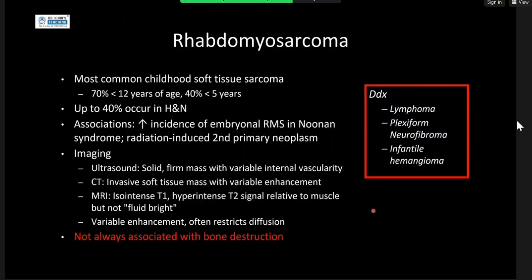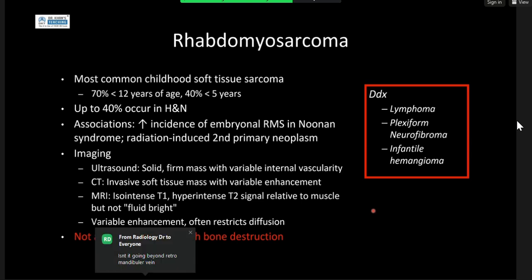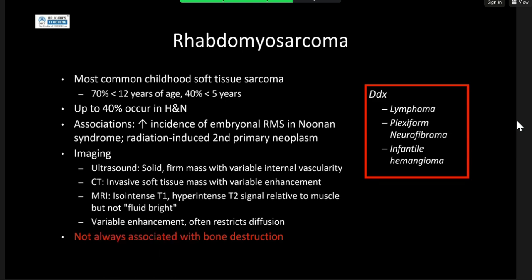Rhabdomyosarcoma is actually quite common. In fact, it's the most common soft tissue sarcoma. 70% are below 12, 40% below 5, and up to 40% of them occur in the head and neck. Of course, the associations are other syndromes, like Noonan syndrome, or previous radiation that increases your risk. They are tumors from primitive mesenchymal stem cells, such as rhabdomyoblasts. You can have 3 different histologic subtypes.